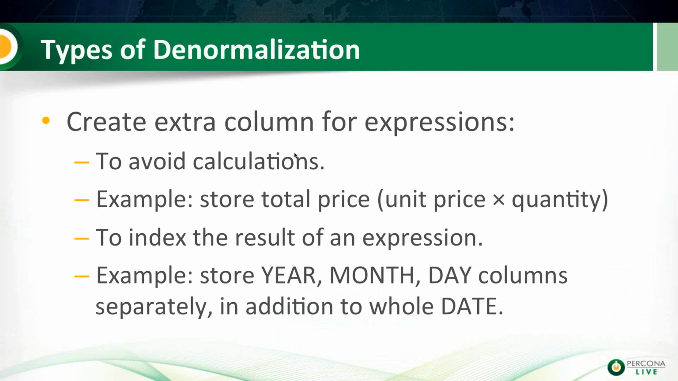So some of the types of denormalization. One would be to create an extra column for the result of expressions to avoid recalculating it every time you do a query against that table. For example, you might have a shopping cart where you store the total price of what the user has purchased, which would be the unit price times the quantity. To avoid doing calculations like that every time somebody views the contents of the shopping cart, you could store an extra column with the result of that multiplication.